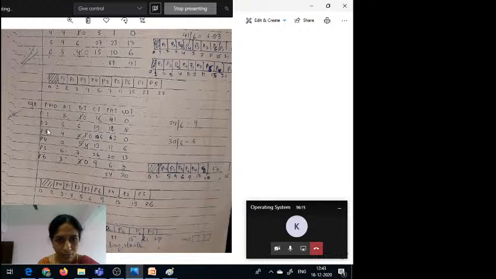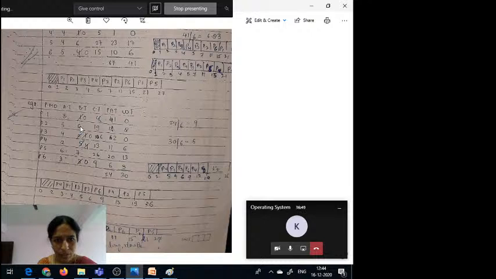Out of these, P1 and P3 are completed. Next P2, P4, P5, P6. From P2, P4, P5, P6, which one has the minimum? That is 3. If you observe, 3, 7, 6, 5. So out of these 4, 3 is the minimum, so this is completed first. P6 is completed first. After completion of P6, from these 3, P5, P4, P2, which one is the minimum? P4 is minimum, that is 9 plus 4, 13.